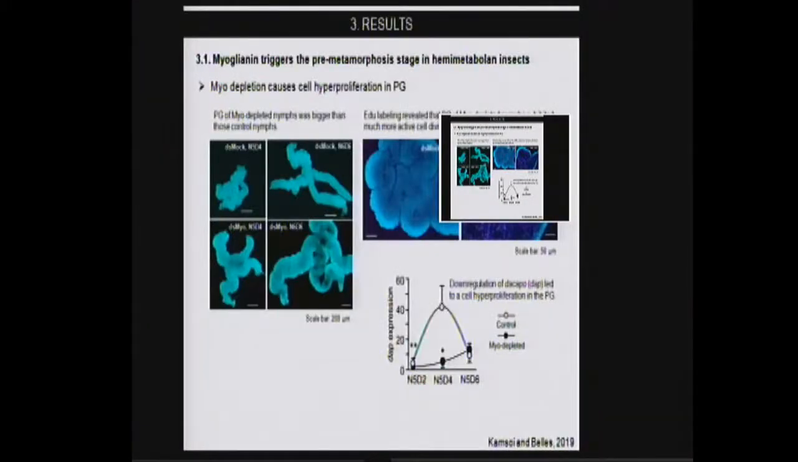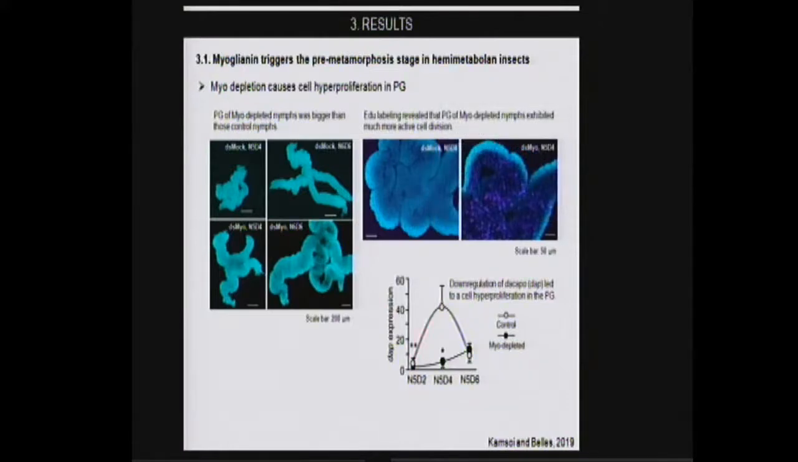In this experiment, we also studied the effect of myoclonine depletion in the prothoracic gland. And these are the results that we found. We found that the prothoracic gland of myoclonine-depleted nymphs was bigger than that of control nymphs. Then with EdU labeling, we found that the cells of the prothoracic gland in myoclonine-depleted nymphs have much more active cell division than control.